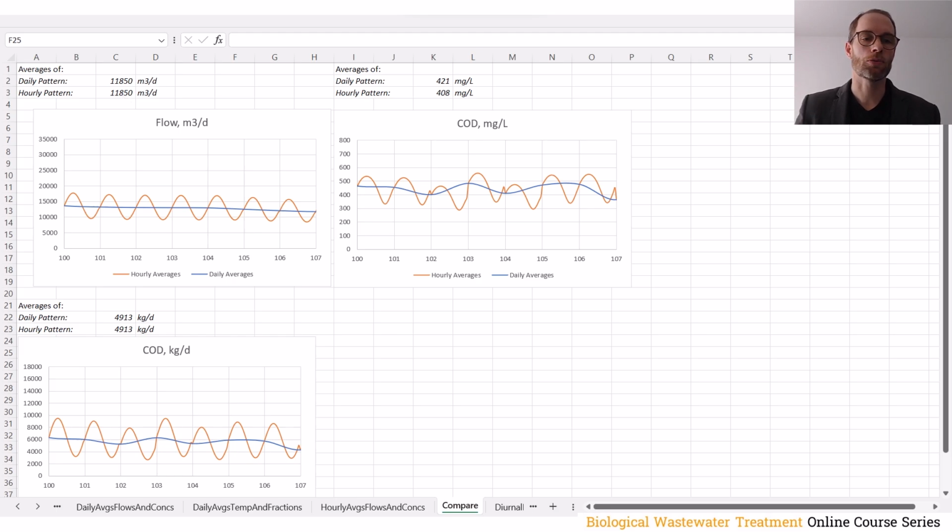The average flow coming through the plant, whether we are assuming steady state conditions, the daily pattern, or the hourly pattern, is the same: 11,850 meters cubed per day.